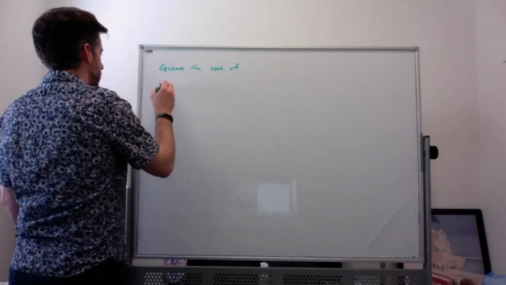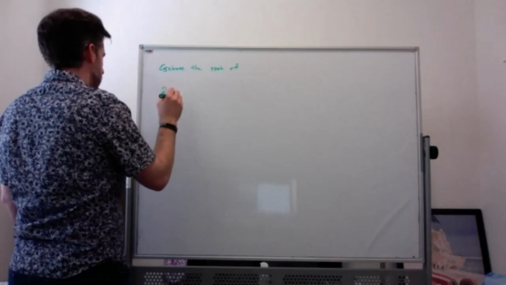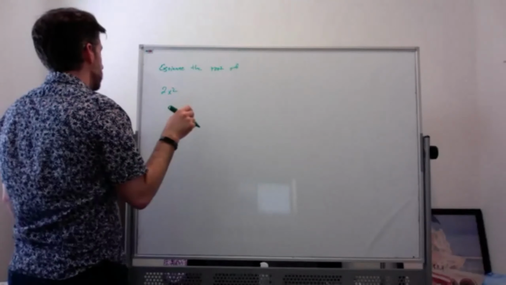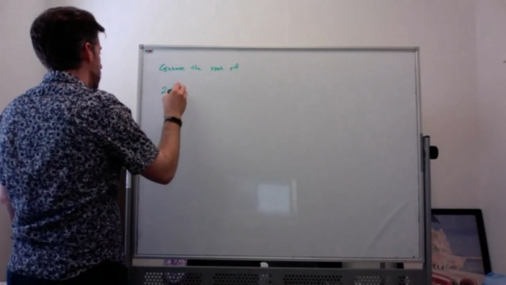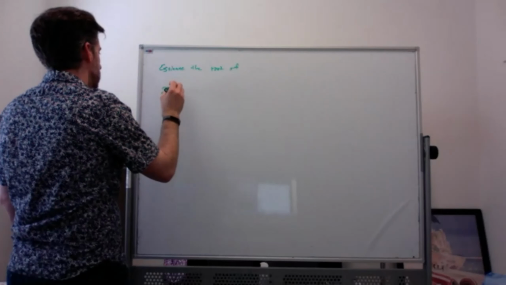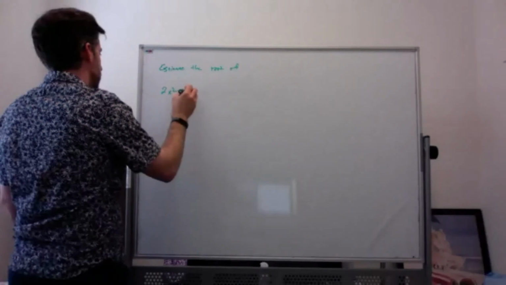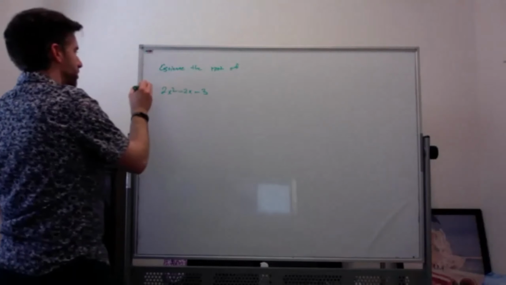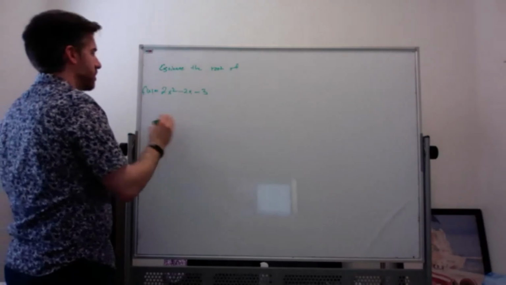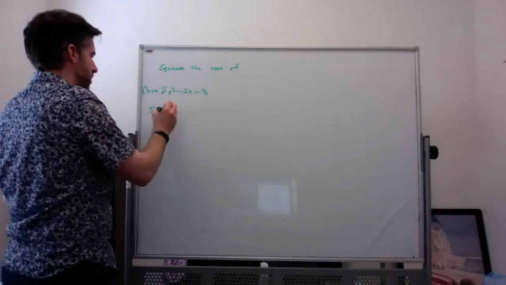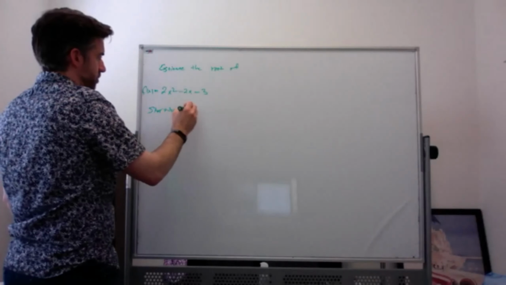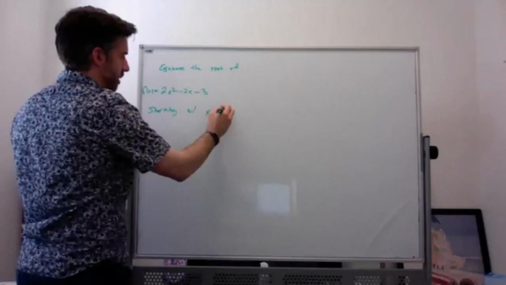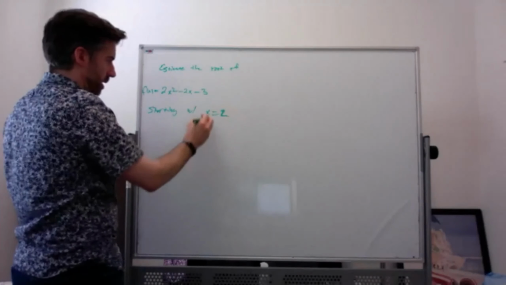Sure. 2x squared minus 2x minus 3. Starting with x sub 0 equal to 2. This one might be dumb, but we'll do it anyway.